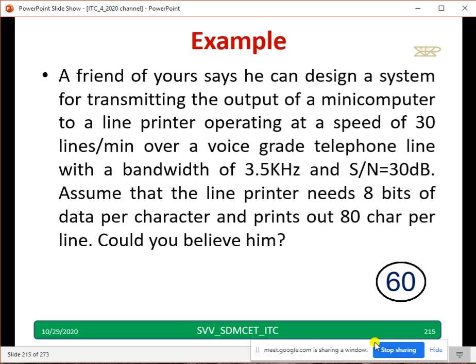Assume that the line printer prints out 80 characters per line.